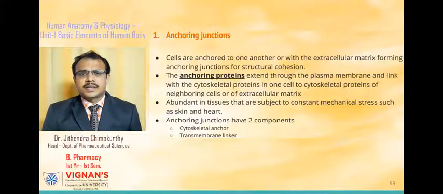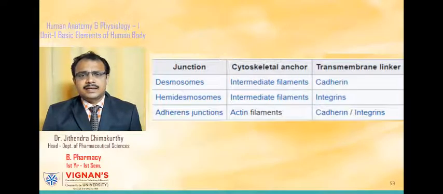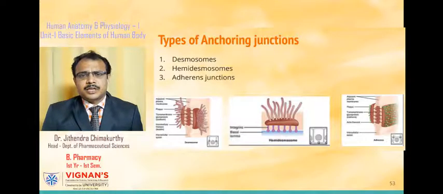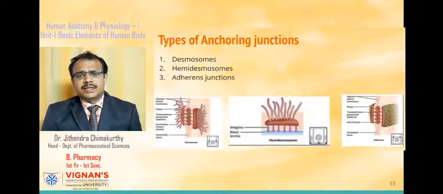They are cytoskeletal proteins and transmembrane proteins. And these act as a cytoskeletal anchor and a transmembrane linker. Based upon the type of cytoskeletal anchor and transmembrane linker, which both are proteins, these anchoring junctions can be categorized into three different types. They are desmosomes, hemidesmosomes, and adherence junctions.